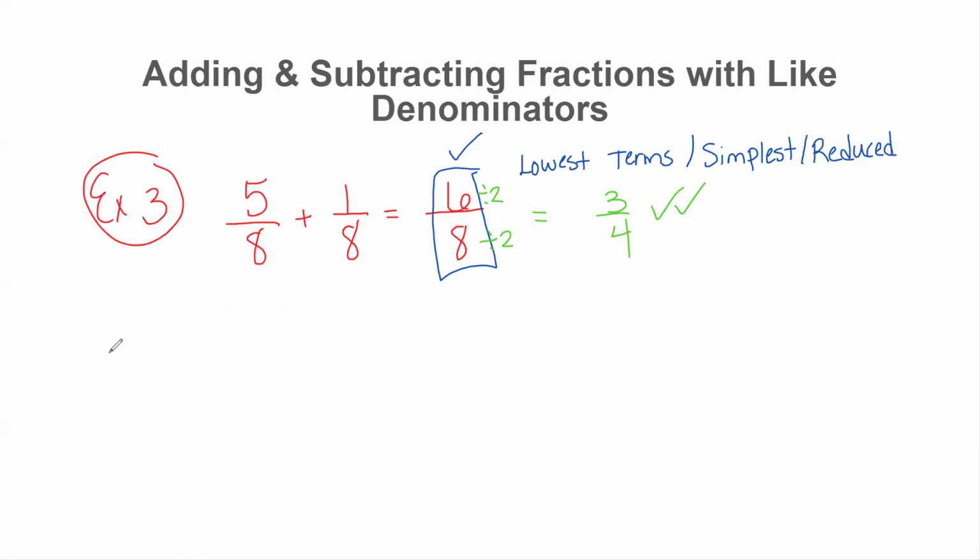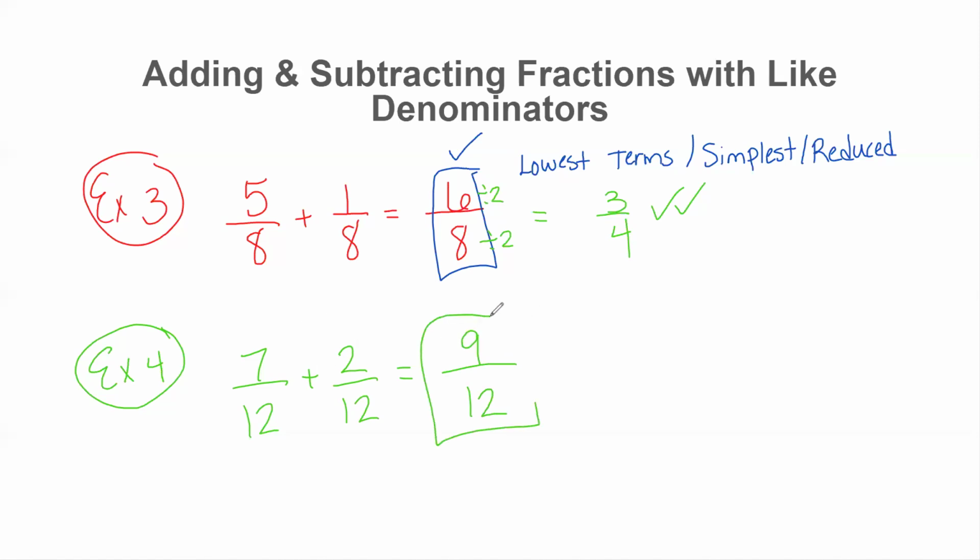Let me show you that again. Example 4. Let's do 7/12 plus 2/12. So they have a common denominator. Great. You're just going to keep it. So we're keeping the 12. And 7 plus 2 is 9.